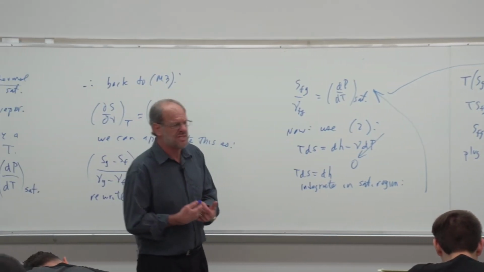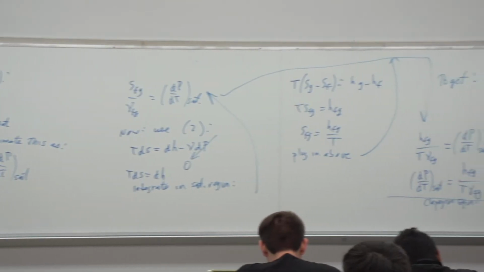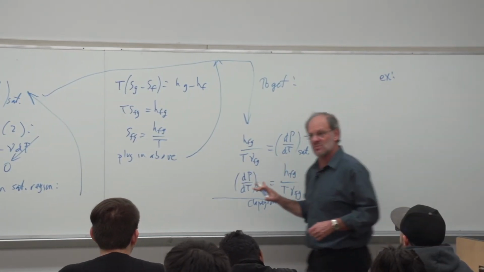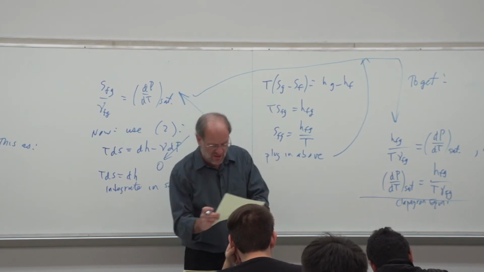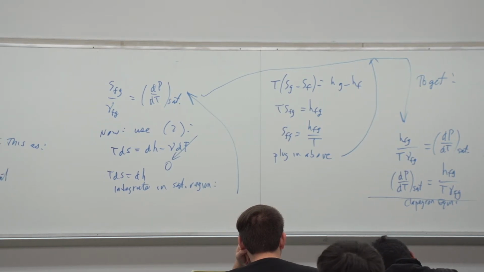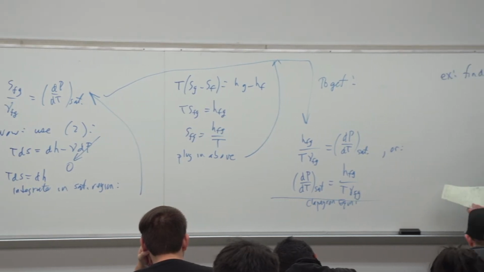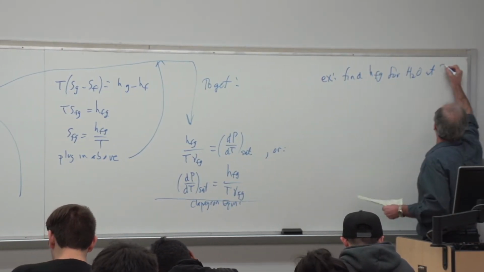Let me give you one example. And this will use the Clapeyron equation. Essentially what I'd like to do here is find HFG for water at 300 kilopascals.